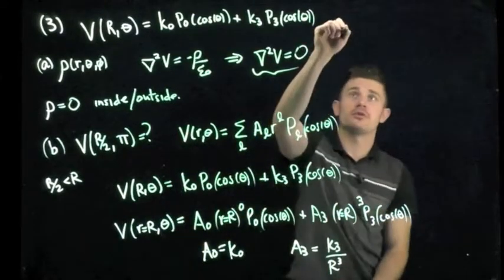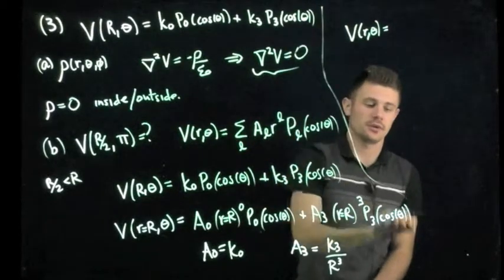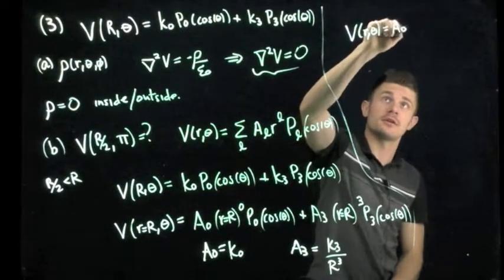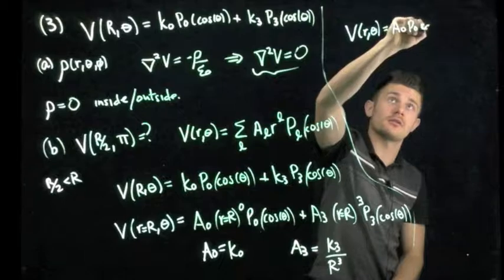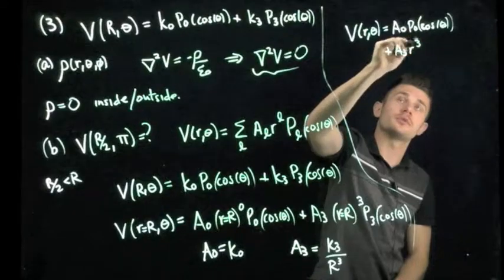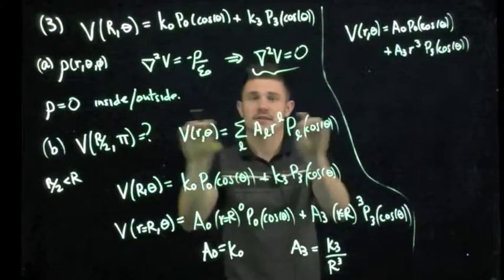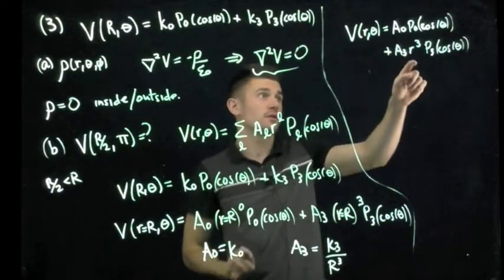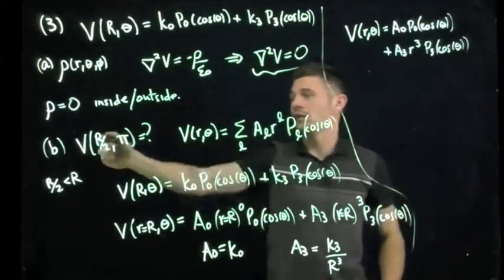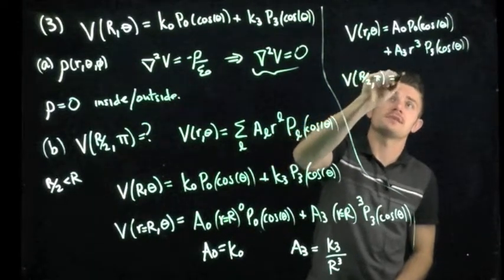So we now have our general expression inside the sphere where we have V of r, theta is equal to, I'm going to draw a line here so we don't get confused, a naught P naught cosine theta plus a3 r cubed P3 cosine theta, where now this is a little r because I'm just expanding this expression to account for the little r term. And then when we evaluate this at our position R over 2 and pi, we have V of R over 2 and pi gives us a naught.